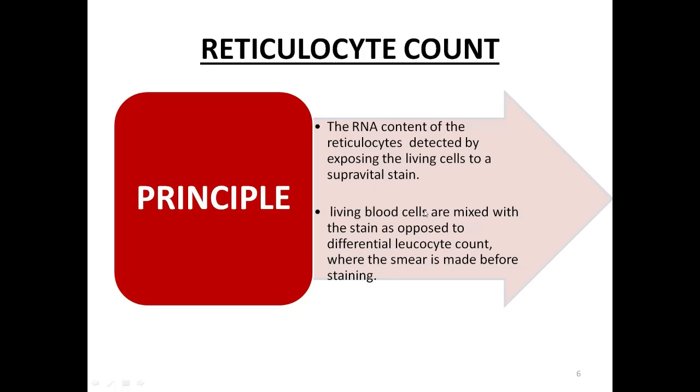Now these living blood cells are mixed with the stain, as opposed to differential leukocyte count where the smear is made before staining. The method of making the smear is the same, but the step is a bit different, because in differential leukocyte count we took blood, immediately made a smear, and then stained that smear. But in reticulocyte count, stain and blood are taken together and mixed, and then the smear is made. That is the difference. Okay.